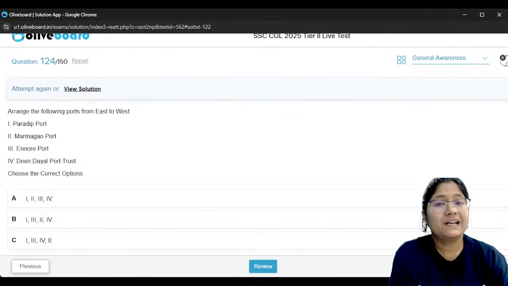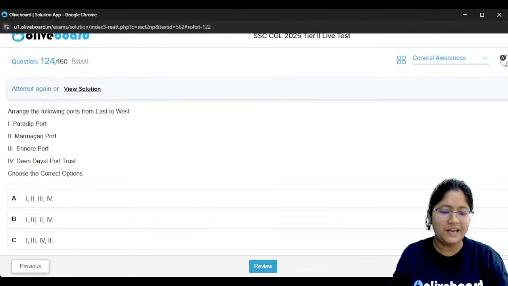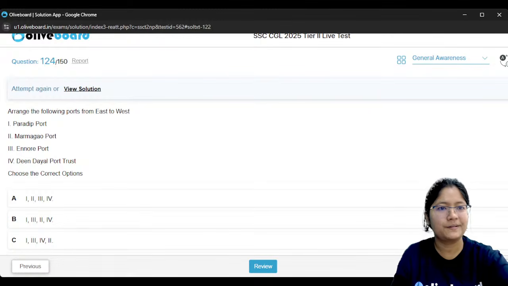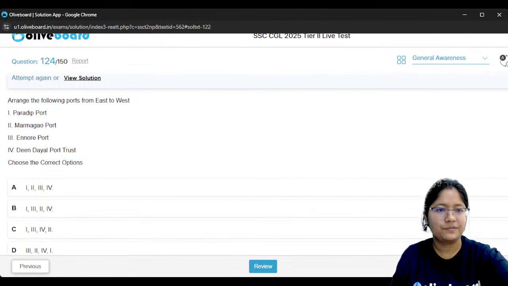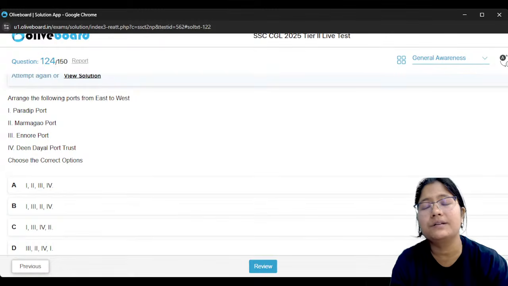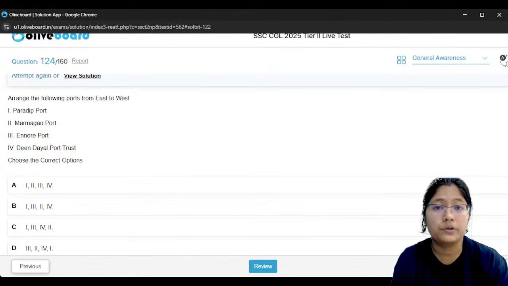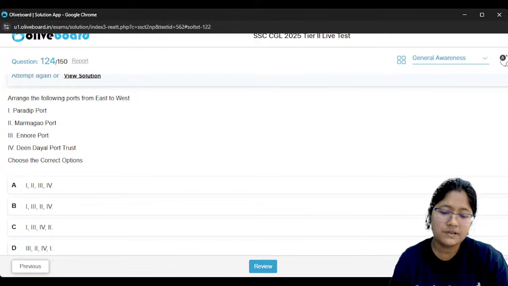All right. So where is Paradip port? It is in Odisha. Marmagoa is in Goa and completely another side. Ennore is in Chennai and Deen Dayal was previously known as, what was it? Previously known as the Kandla port. It is in Gujarat.